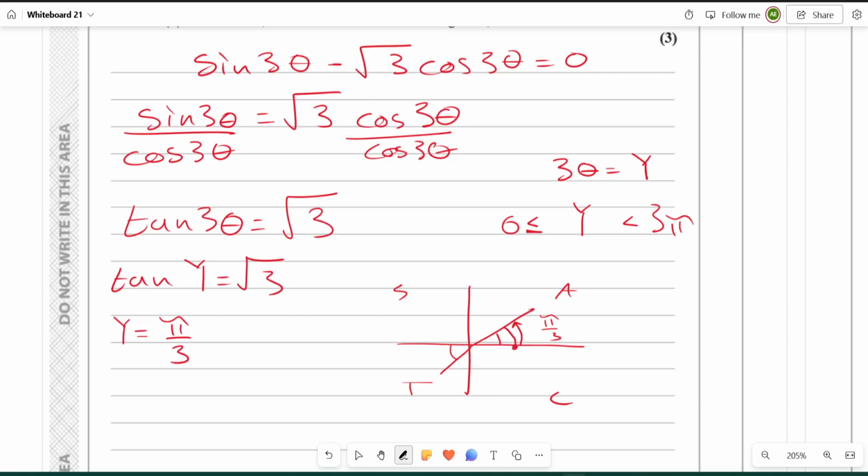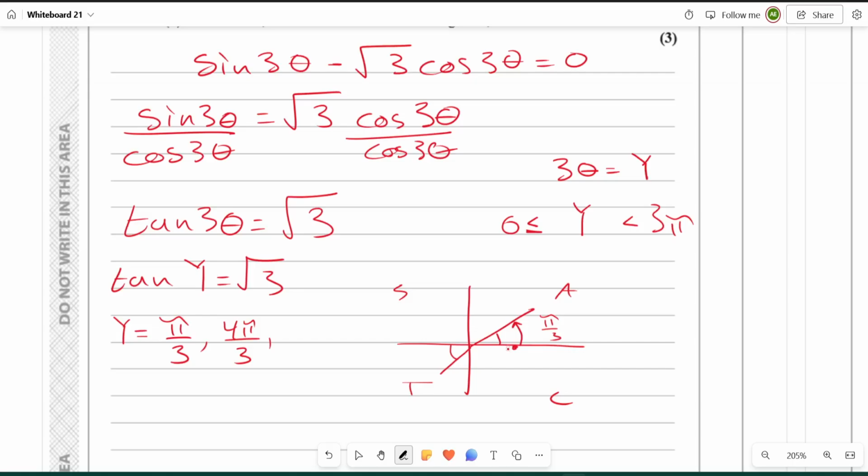So the next answer is going to be a full 180 or pi plus this bit, which is pi over 3. So I'm going to have my next answer as pi plus pi over 3, which is 4 pi over 3. I'm still below 3 pi because 4 over 3 is less than 3, obviously.